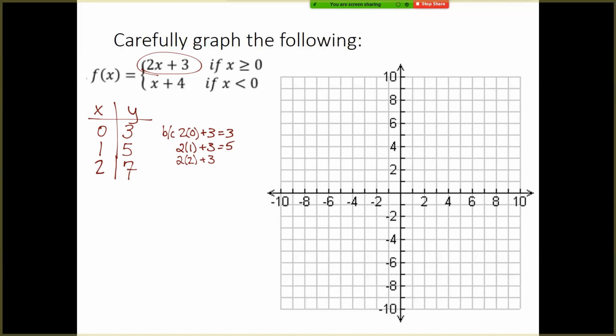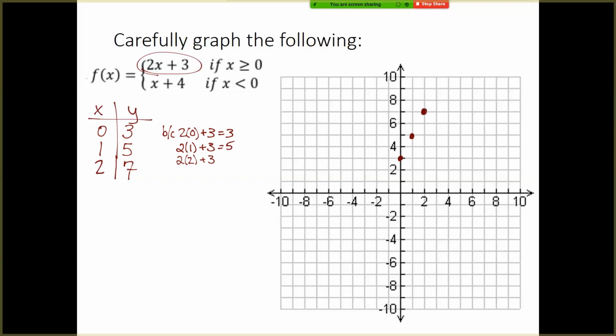So then I'm going to graph this piece of information. So I'm going to graph these 3 points. I'm going to graph 0, 3. 0, 3, start at the origin, go up 3. There's my first point. My second point is going to be the ordered pair 1, 5, go right 1, up 5. My third point is 2, 7, start at the origin, go right 2, up 7.